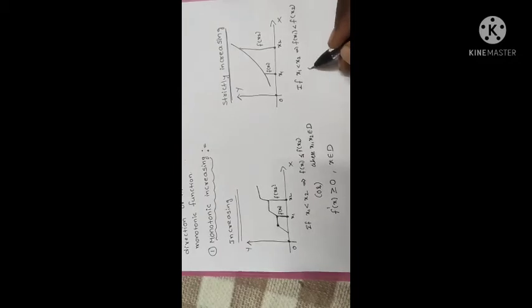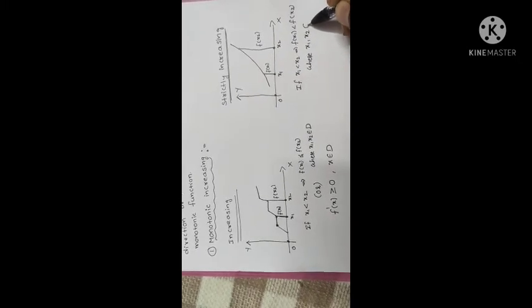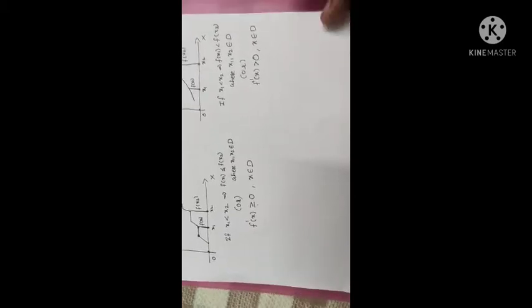Here also the condition is that x1 and x2 belong to the domain. We have one more definition: f dash x is greater than 0. Here greater than or equal to 0, here greater than 0, where x belongs to the domain. This is the condition for increasing and strictly increasing.